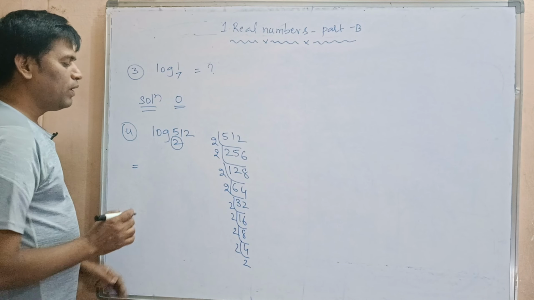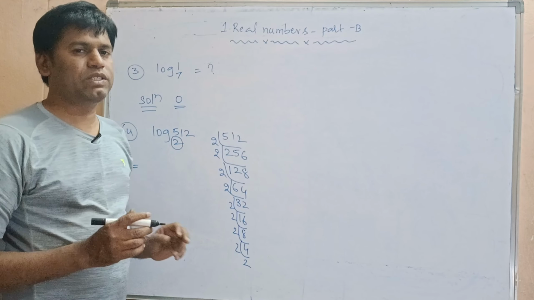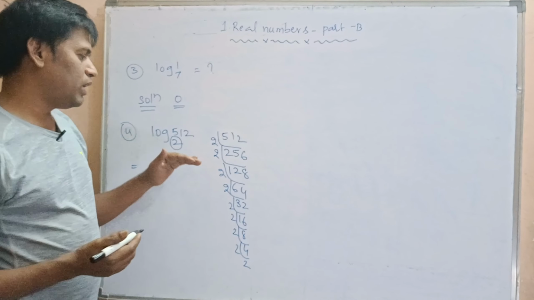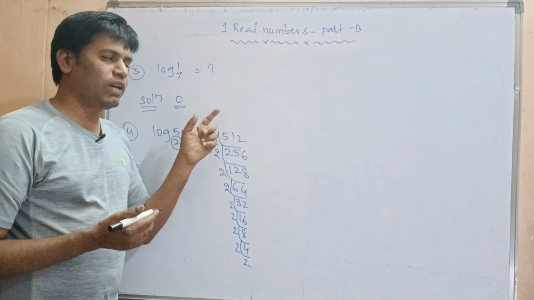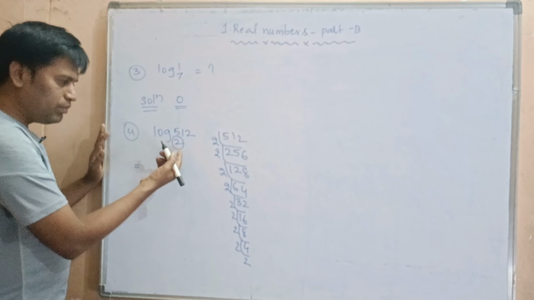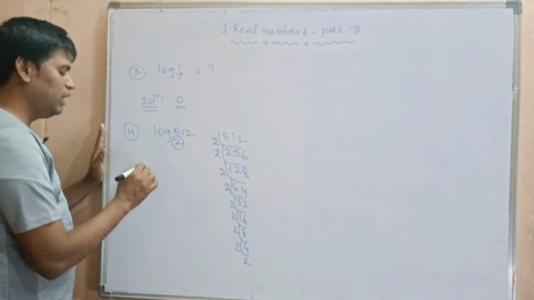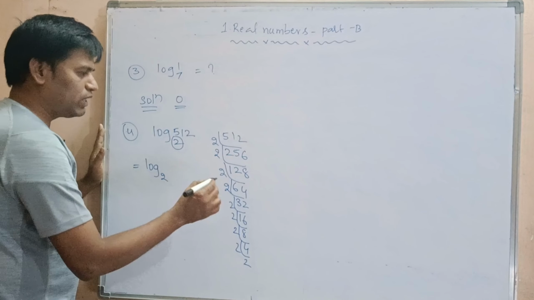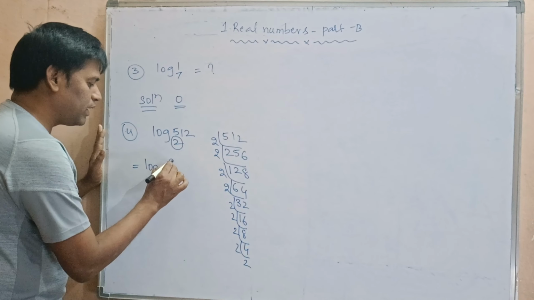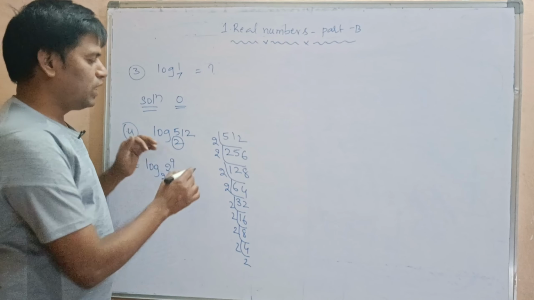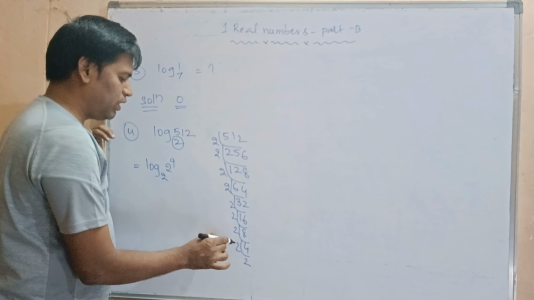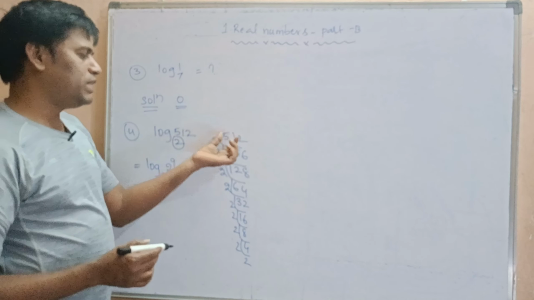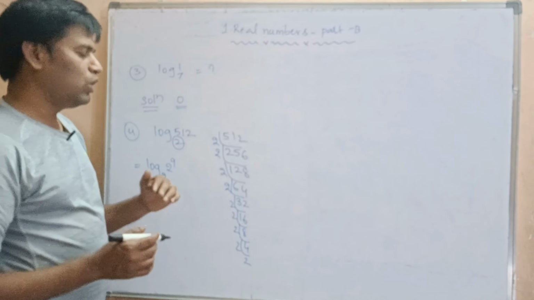Now you can observe here, your base is 2. That's why you take the 2 base form. Whatever base is given, you take the number in that base form only. So this 512 I am writing as 2 power of 9. Why? Here 1 2 3 4 5 6 7 8 9. The product of 2 nine times gives 512, so 512 is written as 2 power of 9.